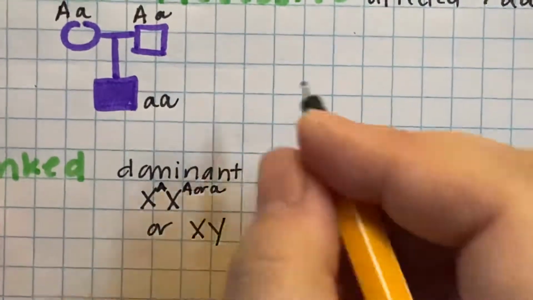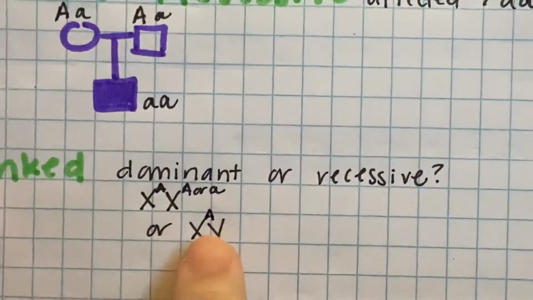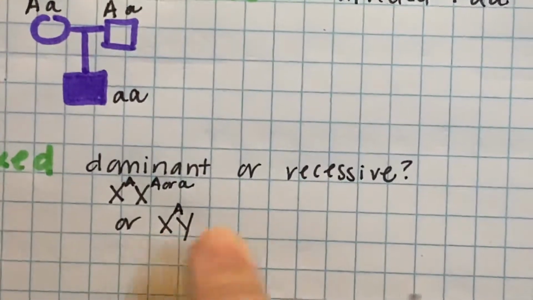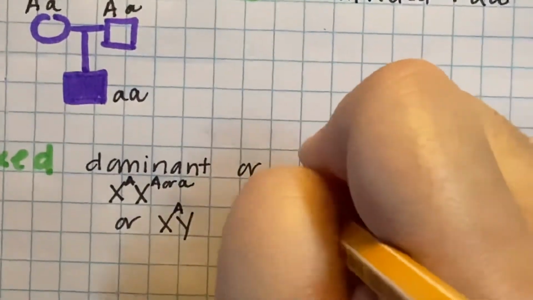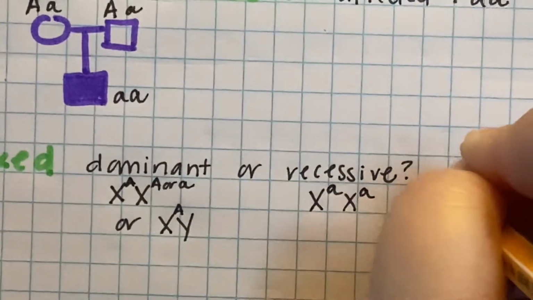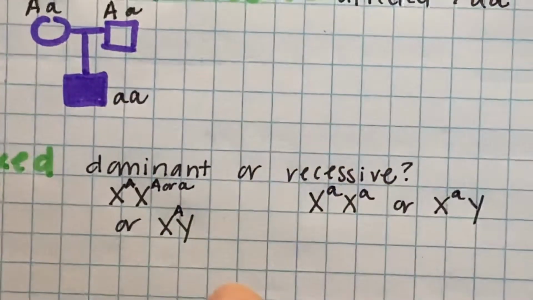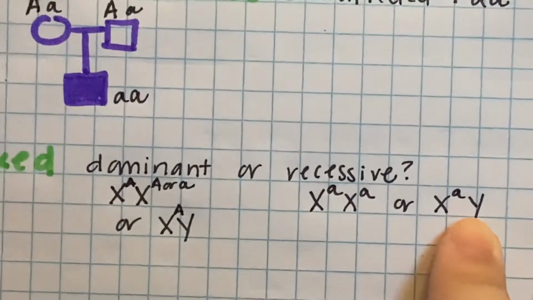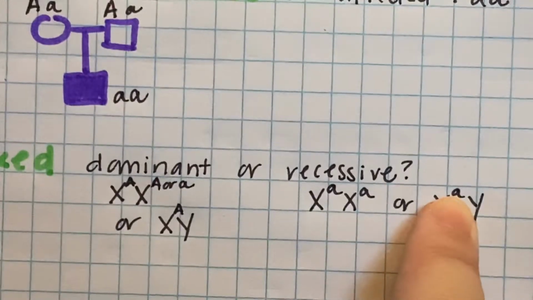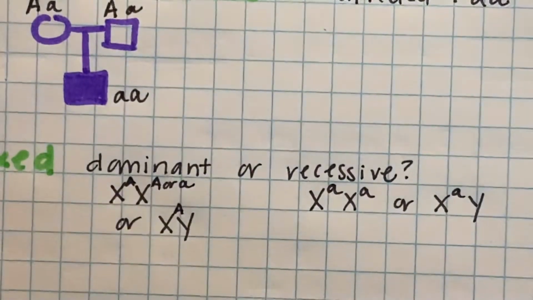If you're a male, you have to have X big A if you're affected, because you only have one X chromosome. If it's X-linked recessive, then it's going to be X little a, or X little a, Y. So we're not writing anything on the Y chromosome because it's not a Y-linked trait, it's an X-linked trait. So you only need to show that trait on your X chromosome.